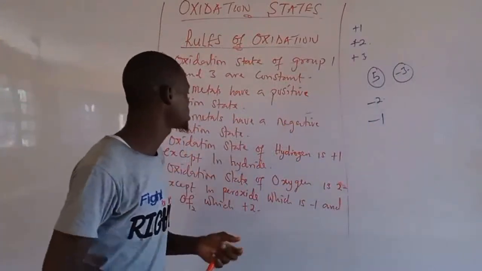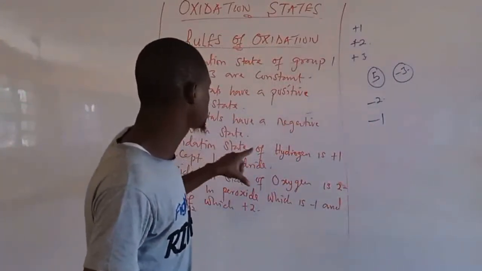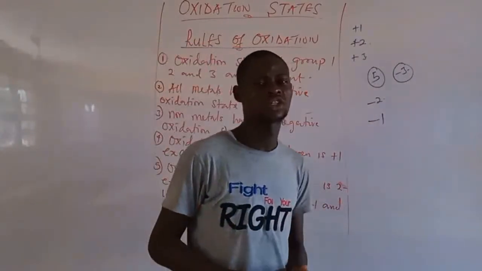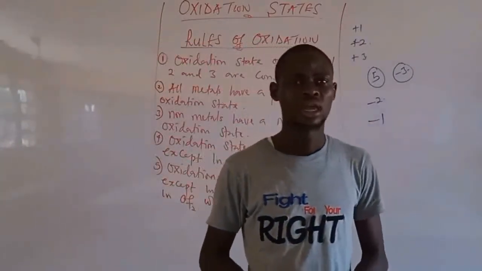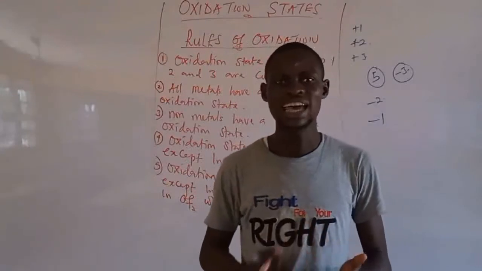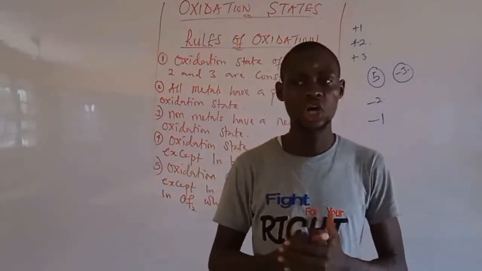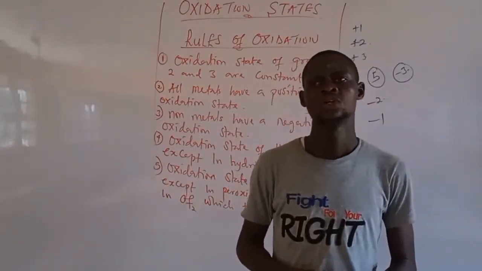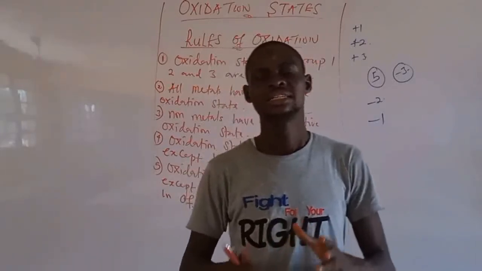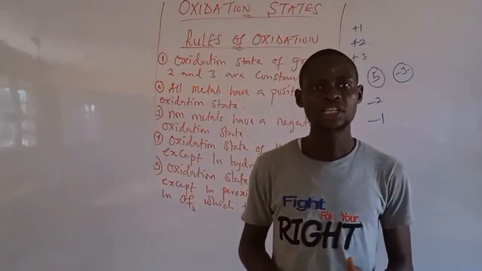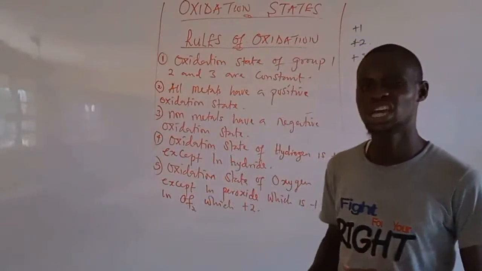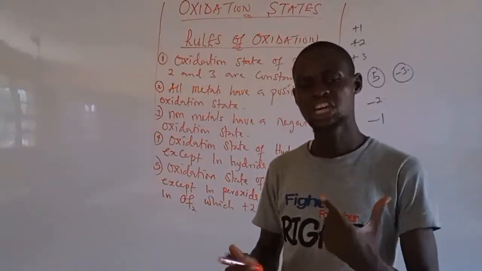Now, take a look at this here: the oxidation state of hydrogen. As you know, hydrogen sometimes behaves like a metal and sometimes behaves as a non-metal. So hydrogen has different oxidation states. Majorly, the oxidation state of hydrogen is always +1, but it changes.